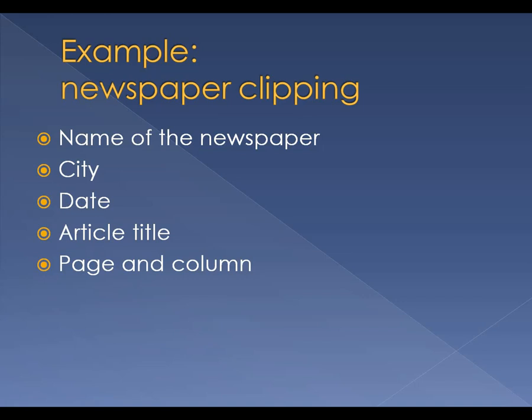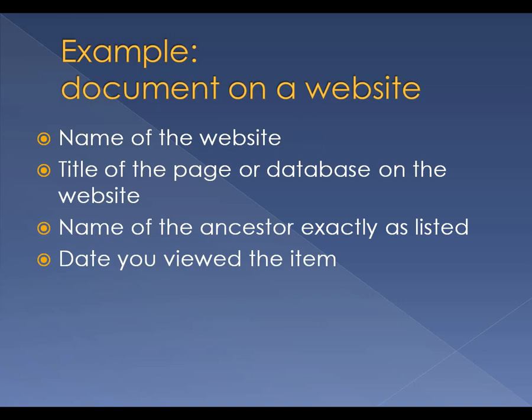It's all very logical. Let's say you find a document on a website. You want to list the name of the website, the title of the page or database on the website, the name of the ancestor exactly as it was listed on this website, and the date you viewed the item. Why is that important? Because sometimes websites change. And so you want to be able to determine whether this document doesn't exist because the website has changed or because you misinterpreted the document in the first place.